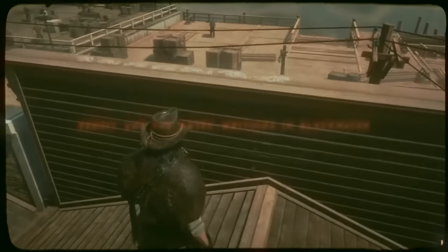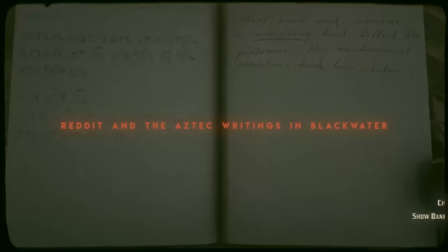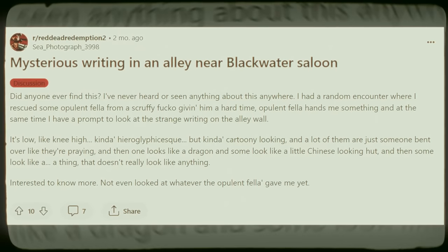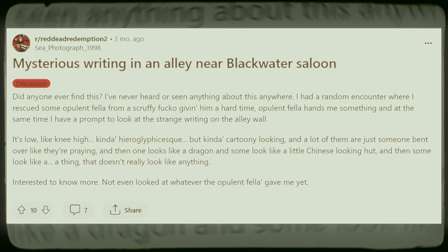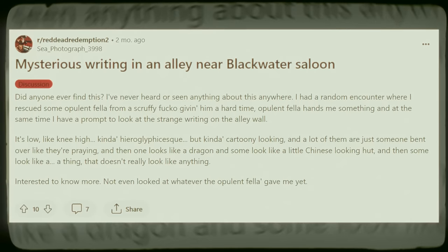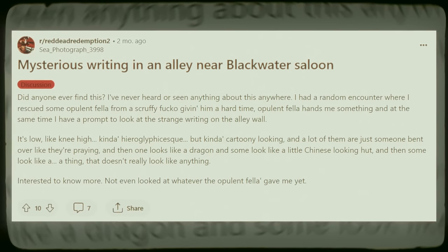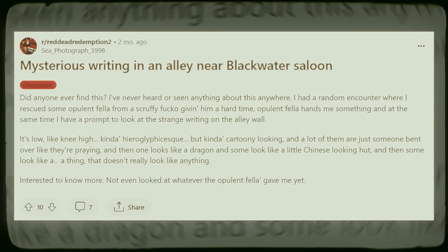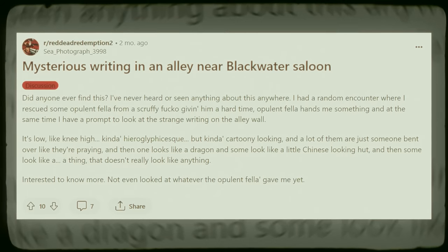Number 3. Across the online gaming community, many gamers would have most likely played the famous Red Dead Redemption 2, and those who have likely know that the game franchise is riddled with various mysteries. See Photograph 3998 brought up one such mystery on the game. He'd taken to the RDR2 subreddit with a description that was headed "Mysterious Writing in an Alley near Blackwater Saloon."